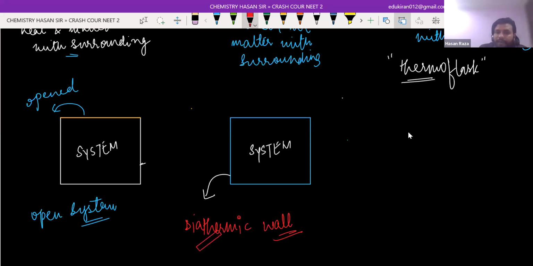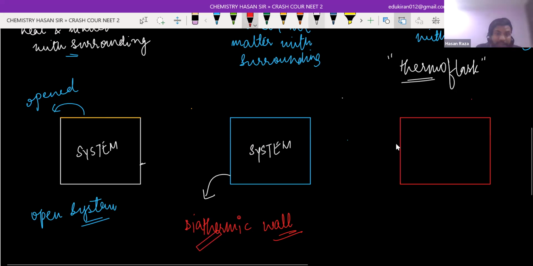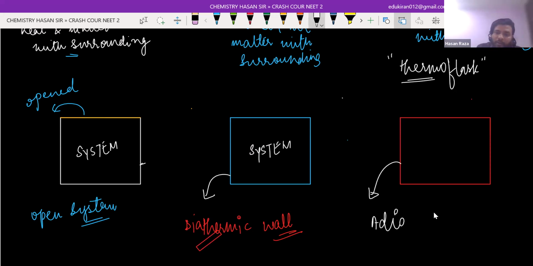But if you have an isolated system, that is closed from all the sides like a closed system, but here the boundary is made up of an adiabatic wall, and this adiabatic wall ensures that there will be no exchange of heat. If there is no exchange of heat, then there cannot be exchange of matter as well. This type of boundary does not allow the system to exchange heat or matter with the surrounding. So this is your isolated system. Is that clear? Please do write it.